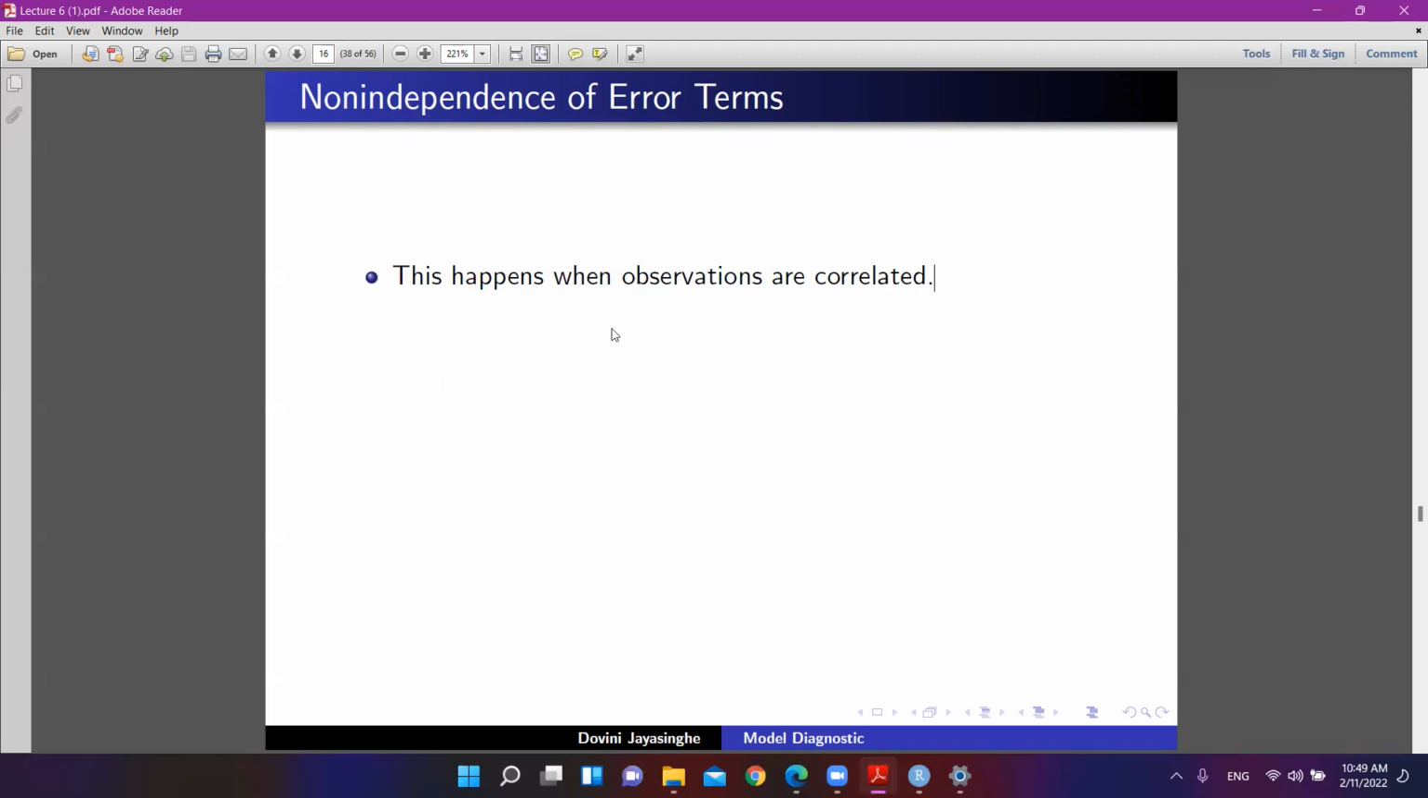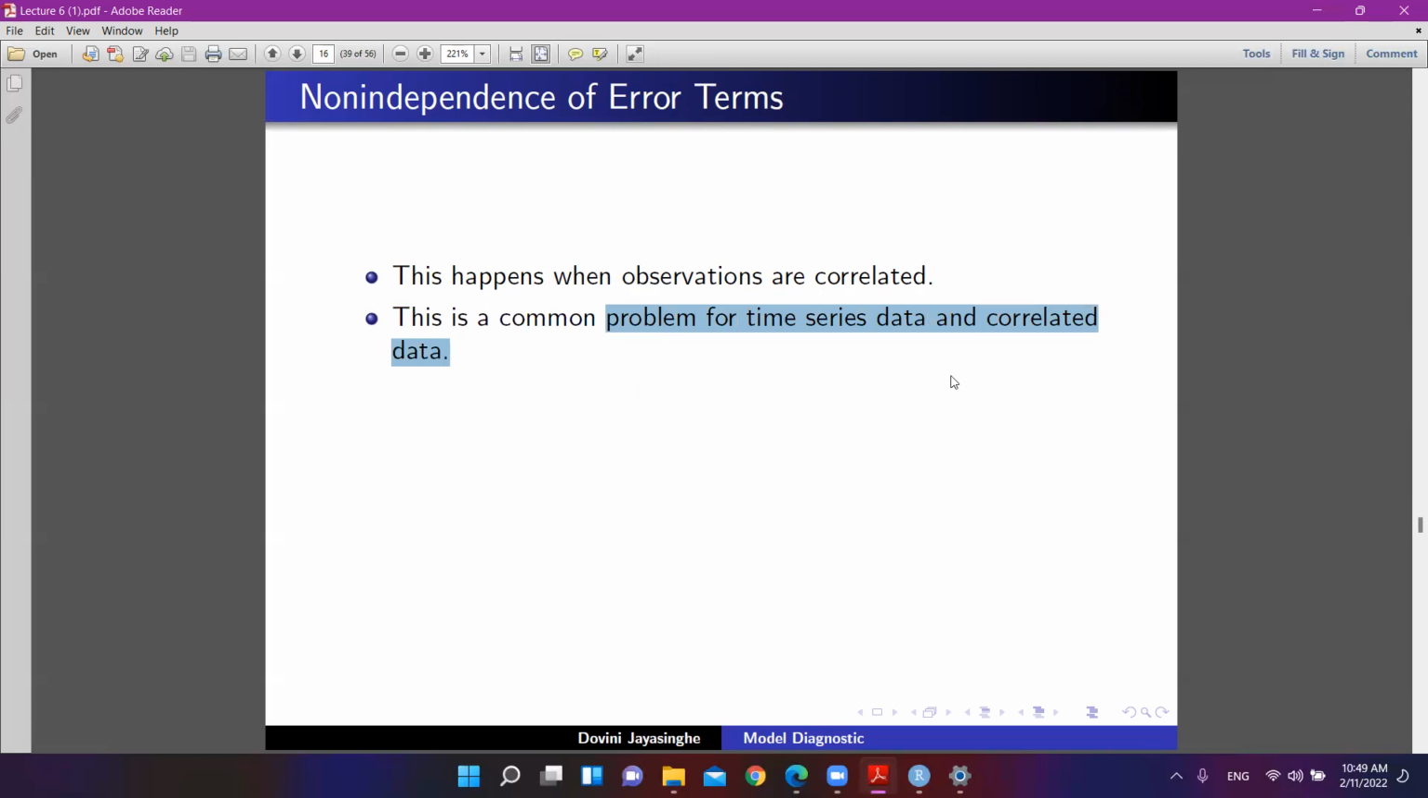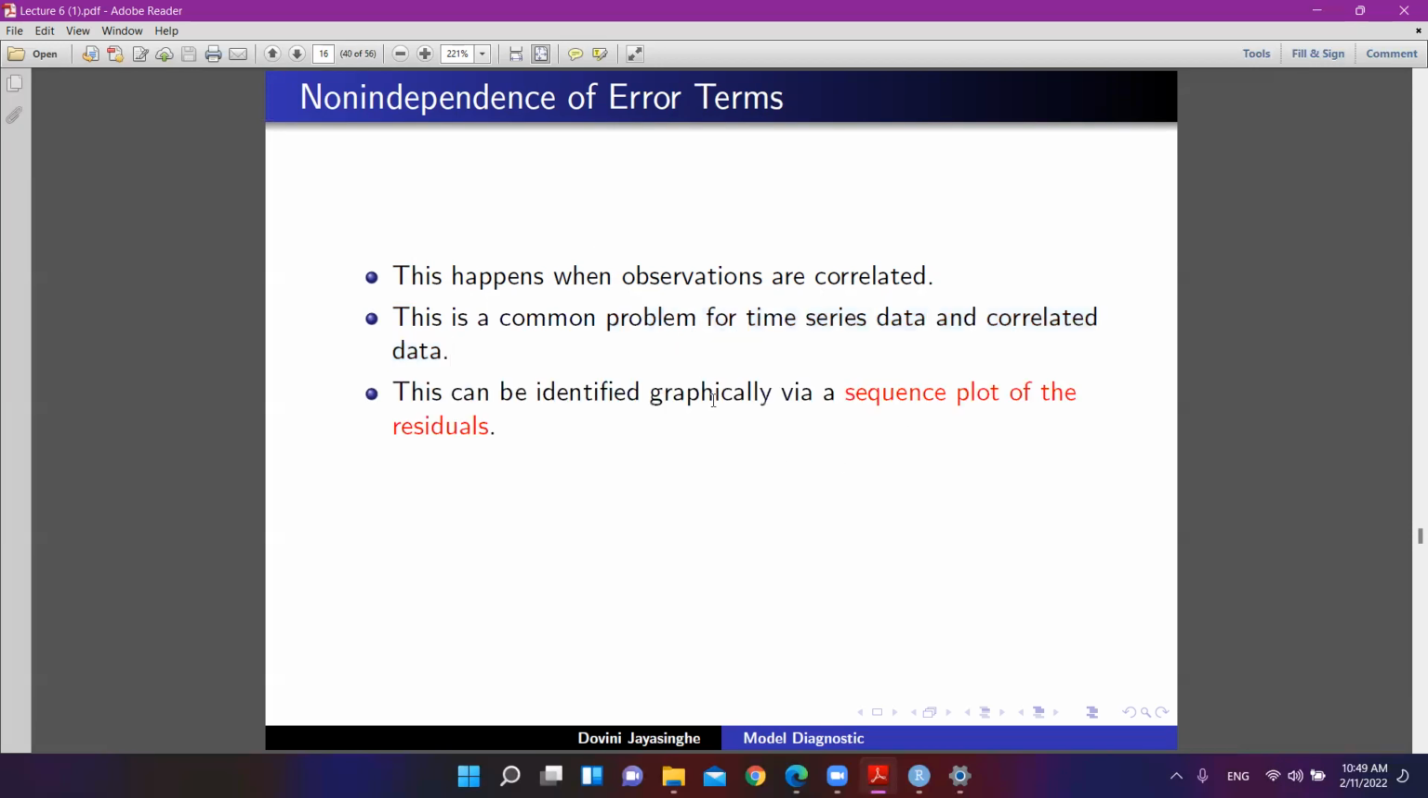So non-independence of error terms happens when the observations are correlated. This is a common problem for time series data and correlated data. This can be identified graphically via a sequence plot of residuals, right? So if you plot the residuals in a time order, if you see a pattern which is non-random, then of course that's going to be the problem, that the non-independence of observations means non-independence of error terms. That's how you observe it.